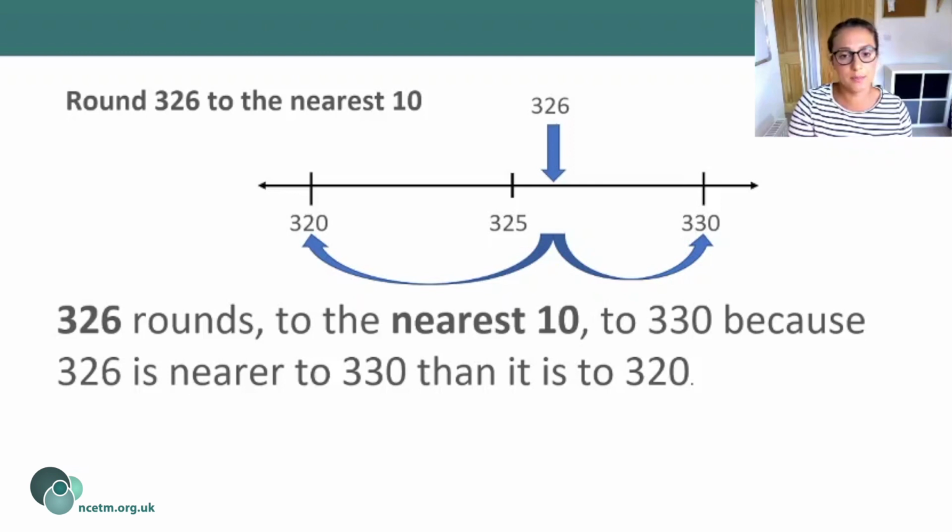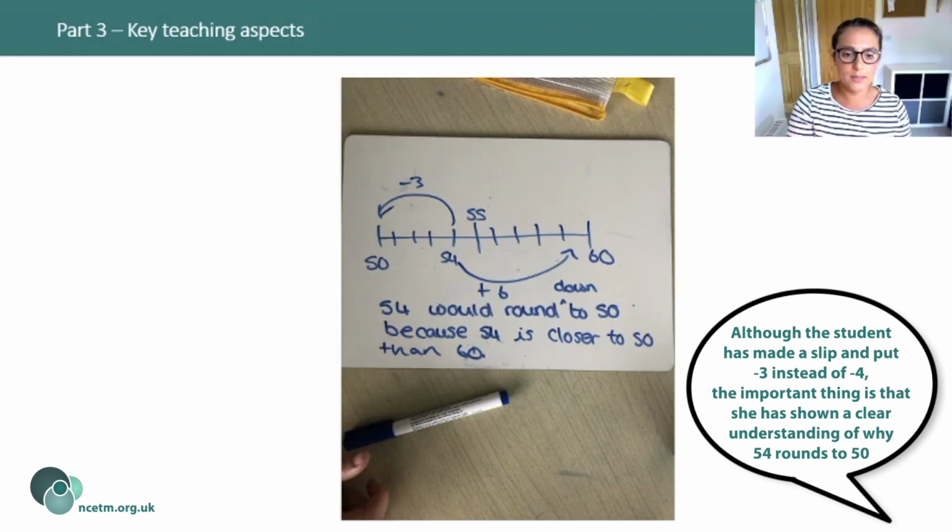And then I would absolutely expect pupils to be answering with a full sentence: 326 rounds to the nearest 10 to 330, because it's nearer to 330 than it is to 320. That comparison really shows me that this pupil really understands rounding and understands the place value of that 326. Oh, and there's one of my pupils. She's done a nice sketch and that really shows me that her understanding of rounding is quite good, and she's being able to make that comparison.